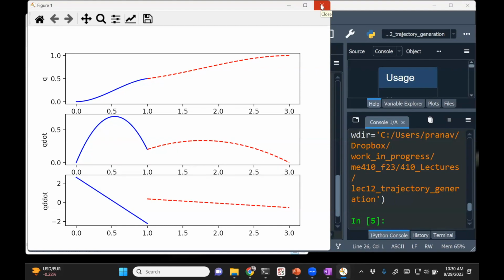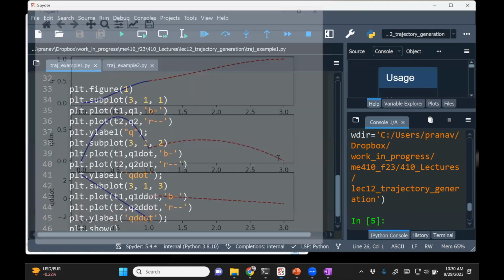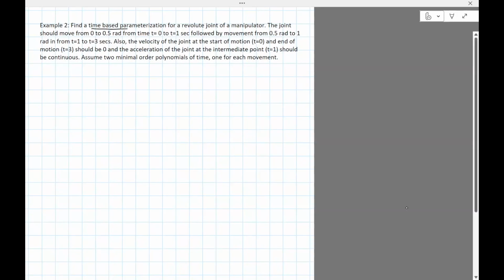Now, of course, I can take care of this by enforcing additional constraints on the acceleration, which I've not done here. For the next problem, we'll do that. Find a time-based parameterization for a revolute joint. So again, theta. The joint should move from 0 to 0.5 from t equals 0 to 1, and then from 0.5 to 1 from t equals 1 to 3, which is the same thing as before.